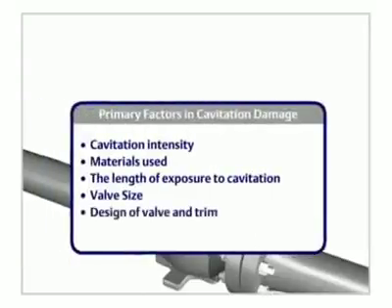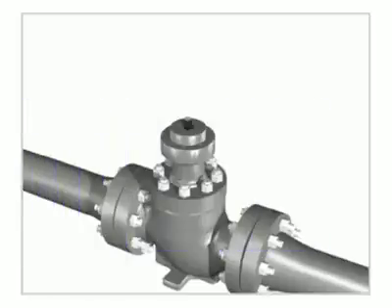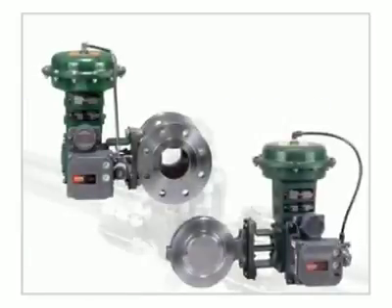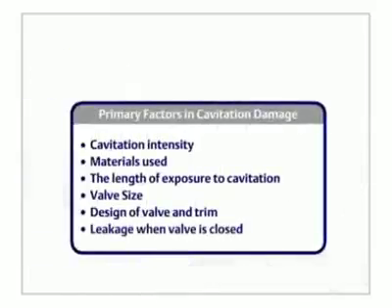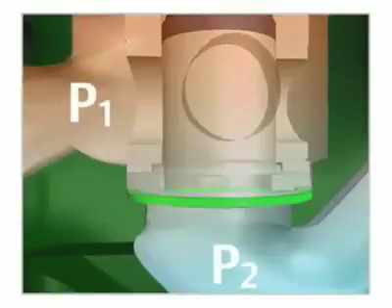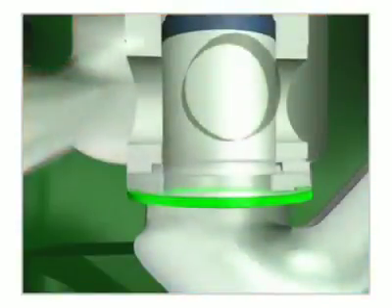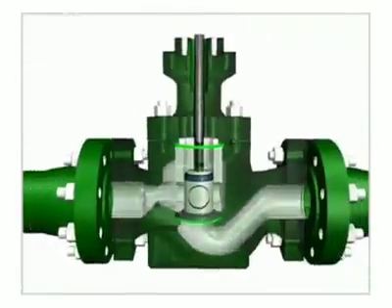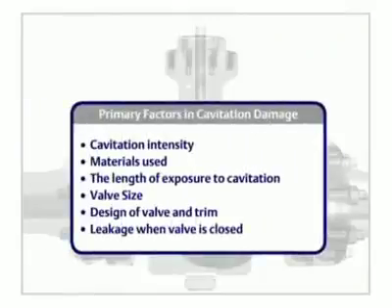The design of the valve and trim in the area of cavitation. High recovery ball and butterfly valves are more susceptible to cavitation damage. If there is leakage occurring when a valve is closed. Fluid leakage moves fluid from a high-pressure area to a low-pressure area, which results in cavitation and potential damage. Cavitation damage can be reduced by altering or accommodating any of these factors.